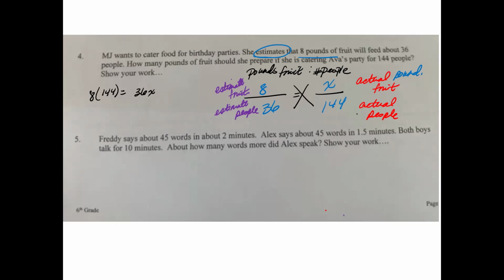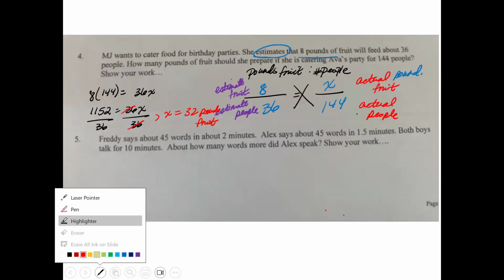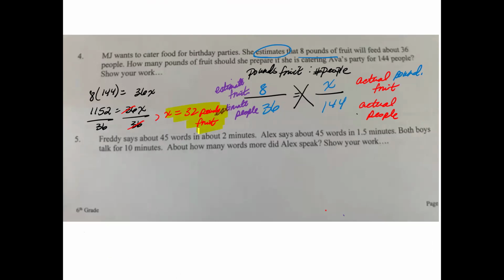Can you see this better on the screen? Yep. Good, because I feel like the other one was not working very well. 1,152. What do I do with 36? I would divide that. Good. Now, how many pounds of fruit will she actually need? 32. 32 pounds of fruit. So make sure you copy this part down. When you're ready, read the next question.